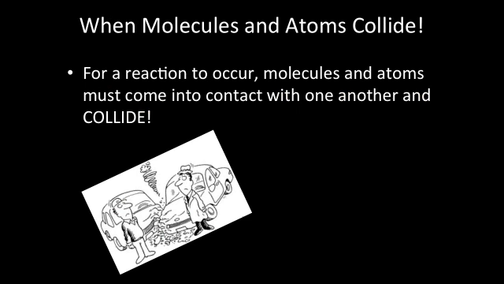Now for a reaction to occur, you have to realize that molecules and atoms actually have to crash into each other. They have to collide. And so we can do certain things to the reaction environment that make it more likely for atoms and molecules to collide and react with one another. Well, you say how? Well, there are a couple different ways.